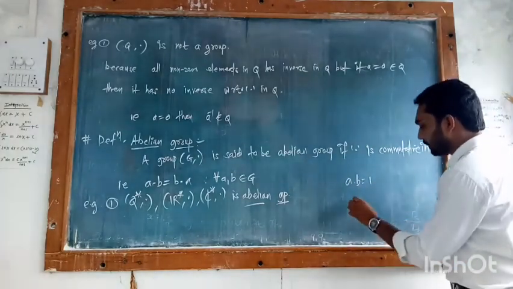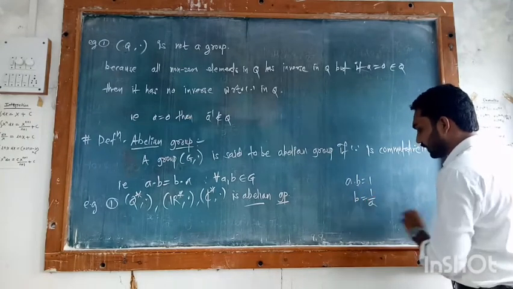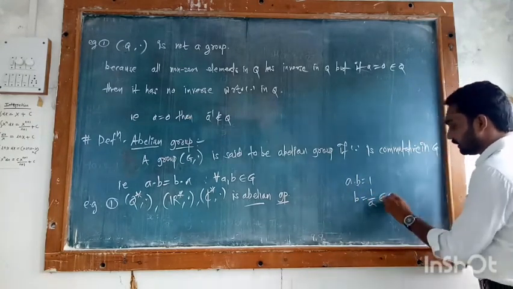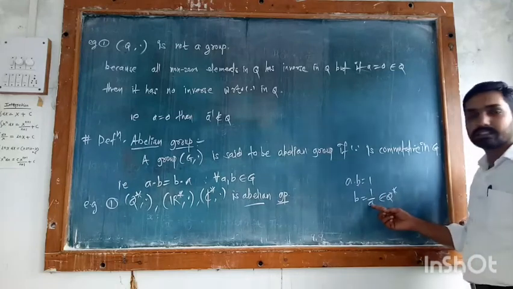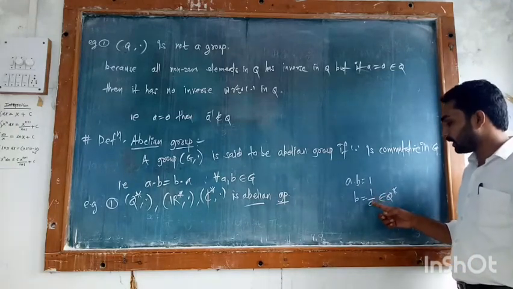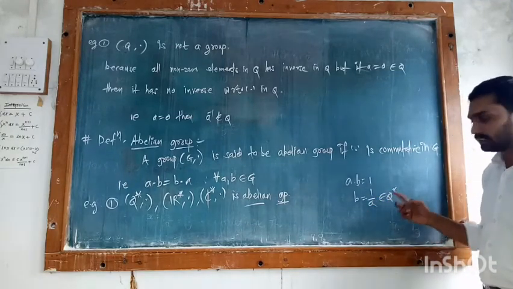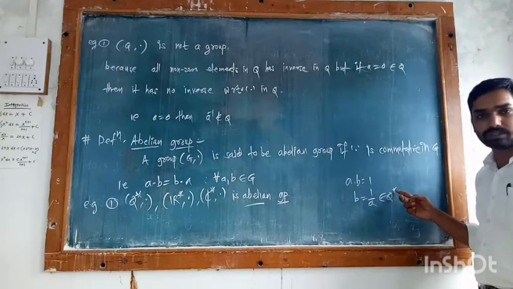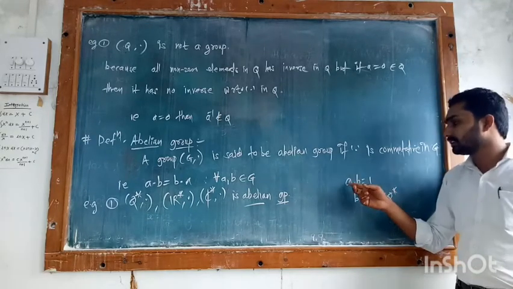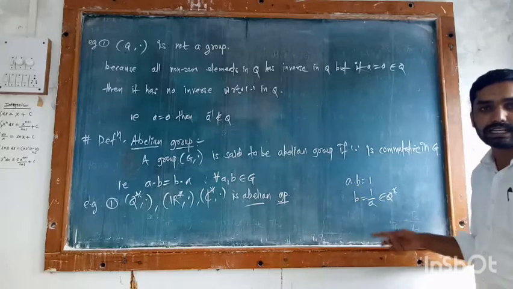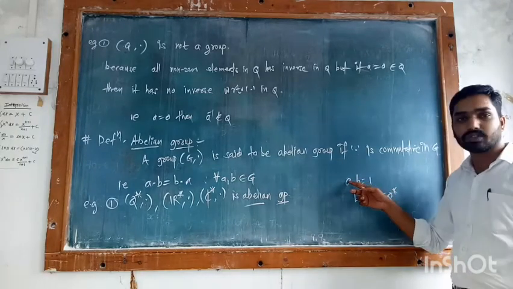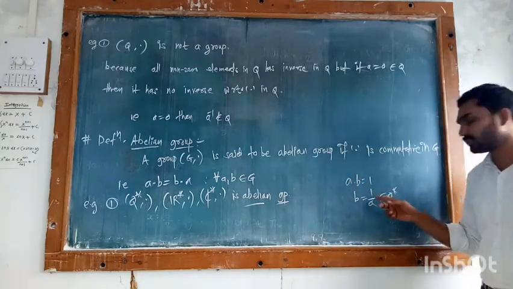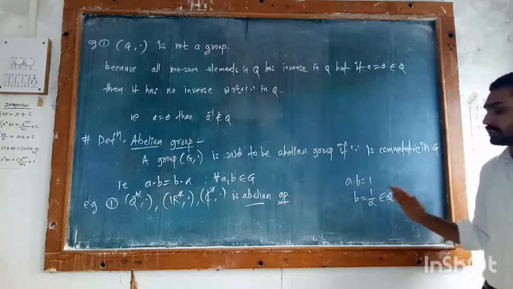So what is your b? Therefore b equals 1 upon a. Right? a is a non-zero rational number, then 1 upon a is also a non-zero rational number. Therefore b belongs to Q star. Therefore b is the multiplicative inverse of a. So if a is a non-zero rational number, then its multiplicative inverse is 1 upon a. So the multiplicative inverse also exists.